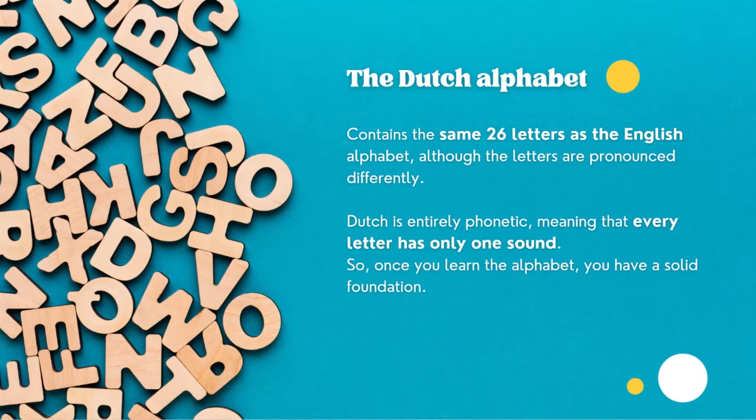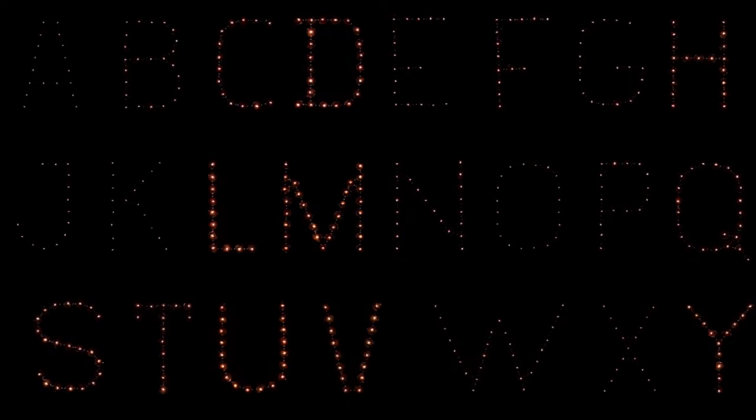Dutch is entirely phonetic, meaning that every letter has only one sound. So once you learn the alphabet, you have laid a solid foundation to progress from. Just practice repeating the sounds of each letter until you get it, and try using it in words yourself. Alright, so let's dive into it.